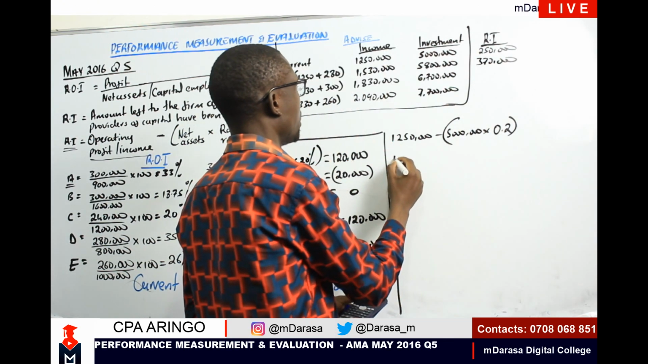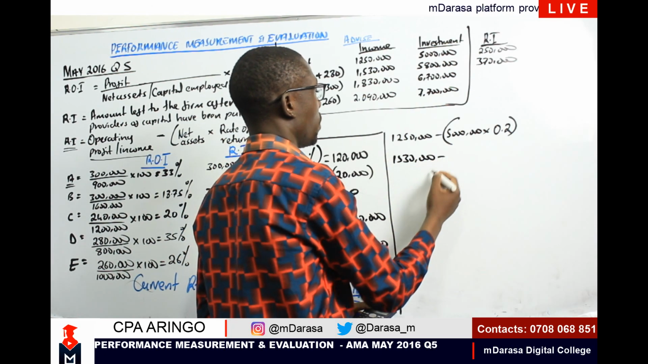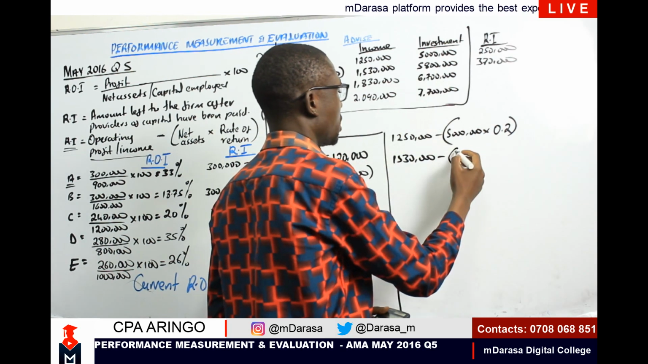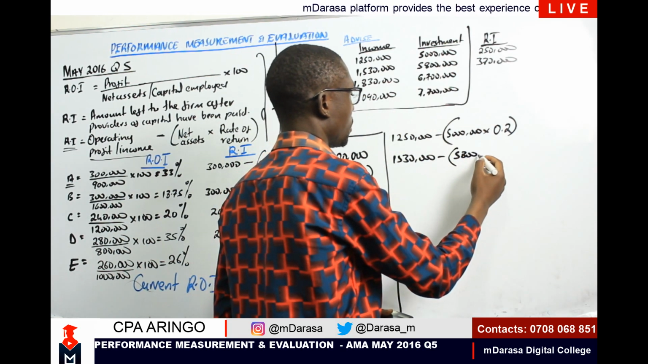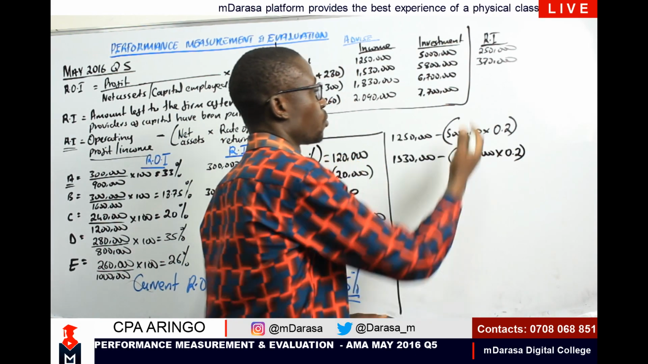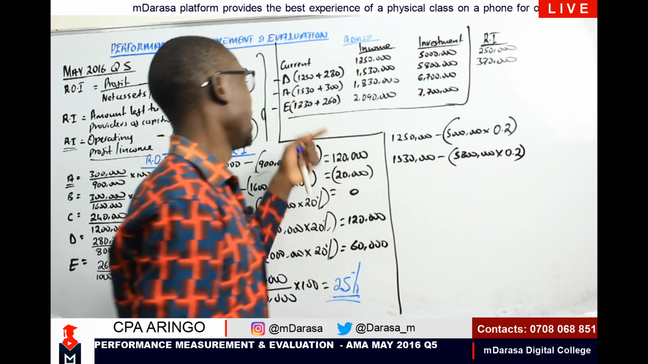We just took the income, which is 1530, right? We less what? We less our investment, which is 5.8, times the minimum rate of return, which is 0.2, to give us 370,000. So I want you guys to do for A and E.